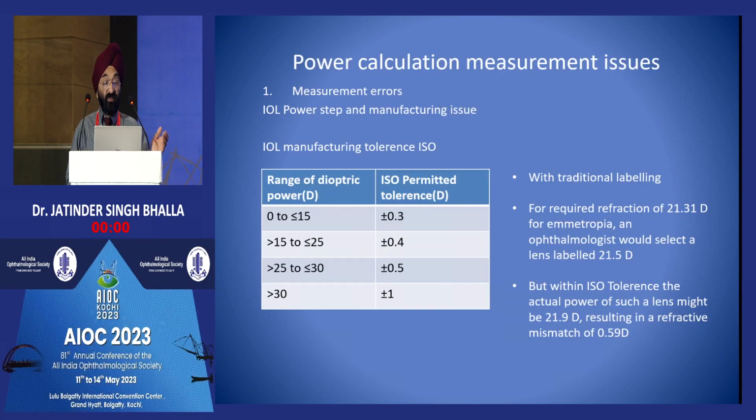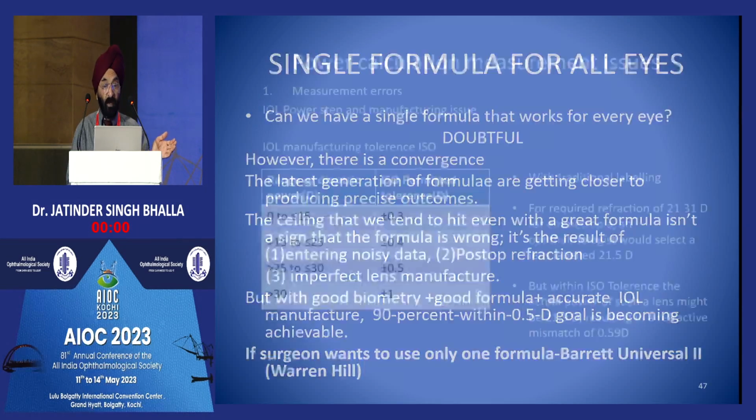And again, there are some measurement errors in the IOL manufacturing tolerance given by ISO. Imagine that you have calculated the power of your patient to be 21.3 diopter, but the nearest power available is 21.5 diopter, and you will find from this chart that the error permitted is 0.4. So even if you have done correct estimation, good accuracy, good formula, good surgery, still you will have an error of 0.6 diopter, that is not within your control.